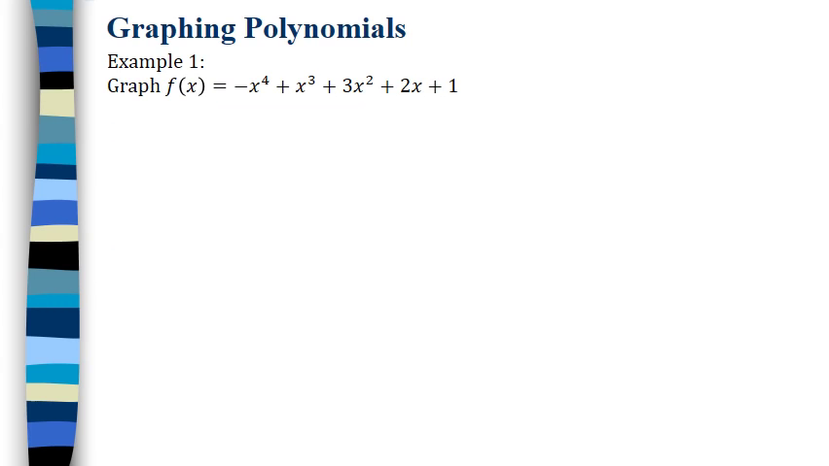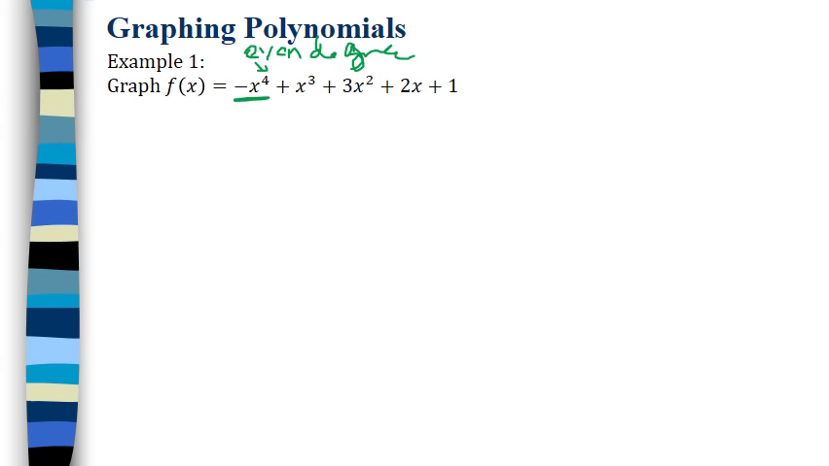Okay, so let's do our first example. The first thing we're going to do is talk about end behavior, because we can get a lot of information from that leading term. In that leading term, we know that it is a fourth degree polynomial, right? It's raised to the fourth power. So that means it is an even degree polynomial. That doesn't necessarily mean it has even symmetry, but it is an even degree polynomial.